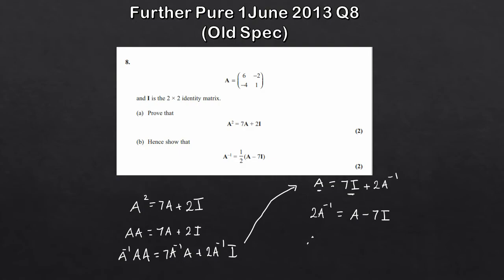So therefore, A inverse is equal to a half times A minus 7I. And there we have it. So that's the final 2 marks. But like I said, for part B, you could have worked out A inverse individually by working out 1 over the determinant times by when you switch the elements, and then show that's equal to a half of A minus 7I. You could do that method, but I think this method's a bit more elegant, seeing as it's hence show that. I think that's a nicer way to do it. So that's that question done.